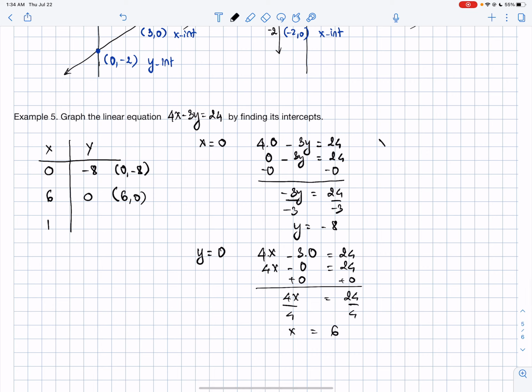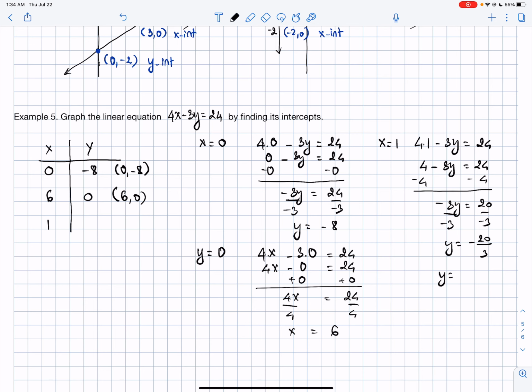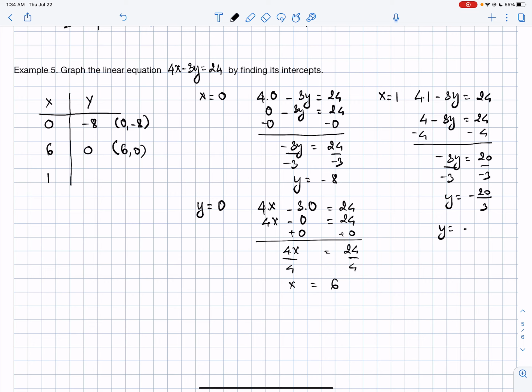And one more point is x equals 1. Then we have 4 times 1 minus 3y equals 24. So 4 minus 3y is 24. We subtract 4 from both sides. We get -3y equals 20 and divide both sides by -3. So y equals -20 over 3. You know that -20 over 3 is not a nice number, so what we should do is just use the calculator to divide this. So we have -6.666666, right? And we will round to one decimal place, so -6.7.